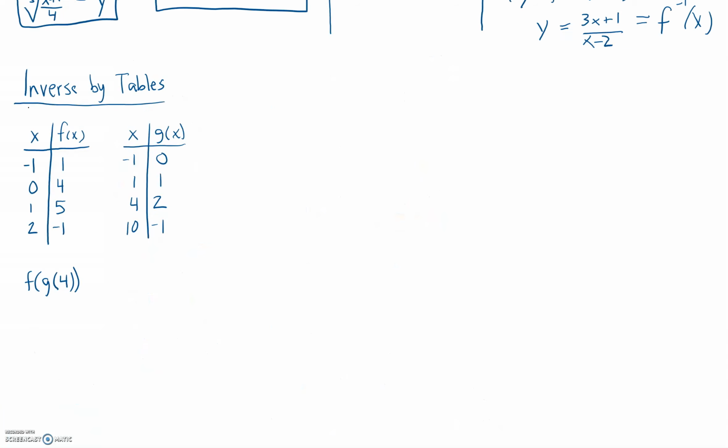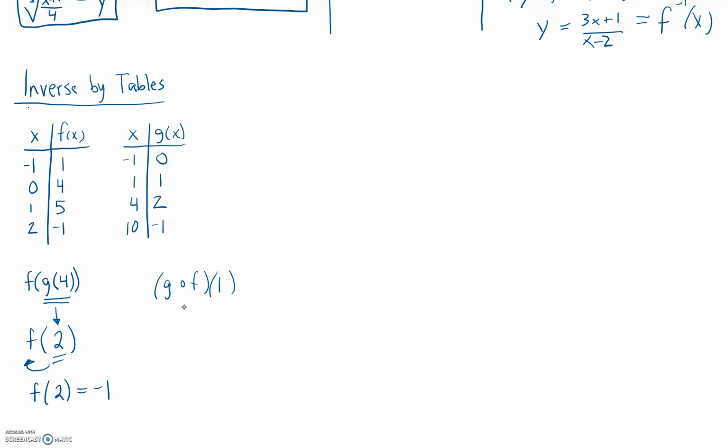So I've taken this inverse by tables, and you're given two tables, one for f of x, one for g of x. But this time you're not given an equation, you're just given particular coordinates that are on the graph of these functions. So the first problem down here, I say f of g of 4. Well, we can look at the table and see what g of 4 is. When I input 4, my output is 2. So really, g of 4 is equal to 2. Now our new input is 2, but it's the input to the function f. So we look at the table for f of 2, and when you input 2 into f, the output is negative 1.